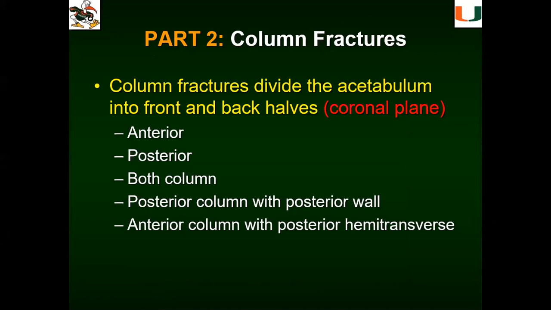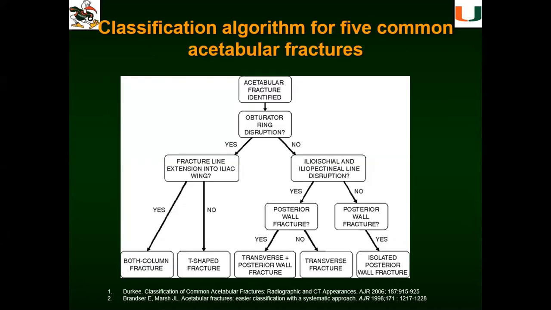Moving on to the column fractures. Again, column fractures divide the acetabulum into front and back halves, so that coronal plane, which is why on the axial CT you see that dominant fracture line traversing in a kind of horizontal plane. So you have that anterior and posterior column, the both column, the posterior column with posterior wall, and then the anterior column with posterior hemitransverse. This is from Durkee's article. It's been referenced numerous times, but it's very, very helpful.